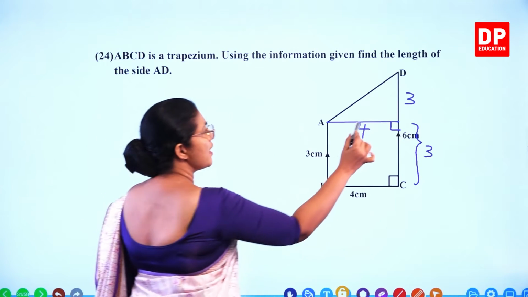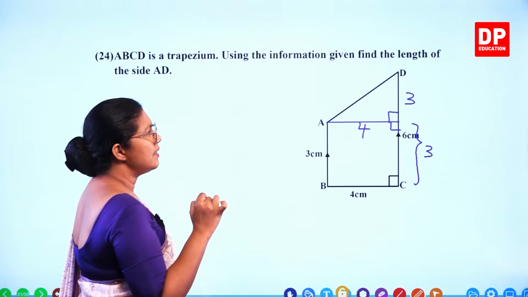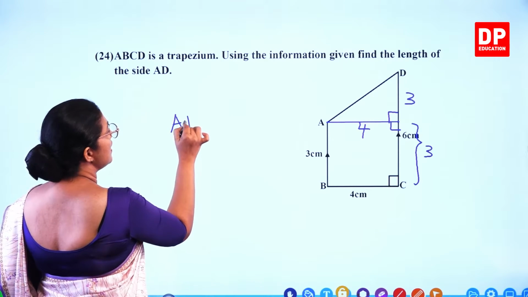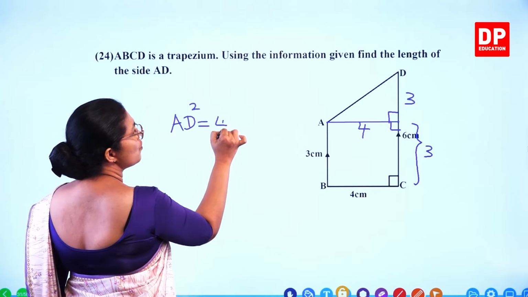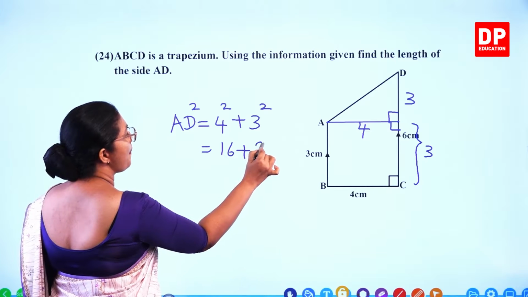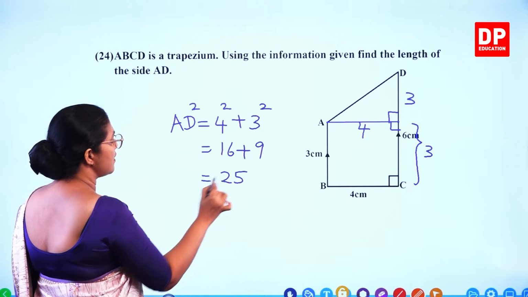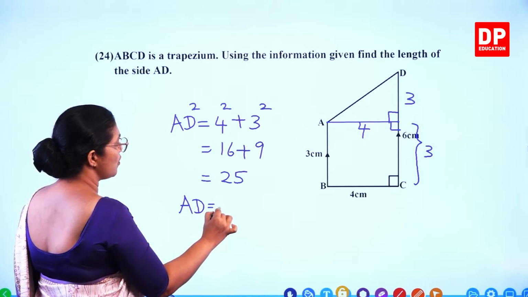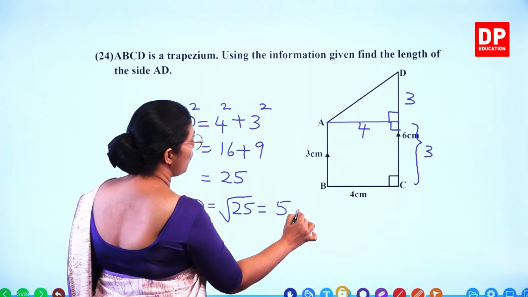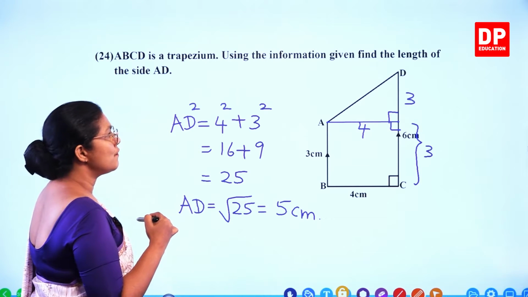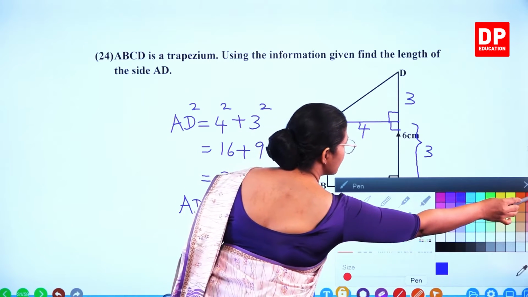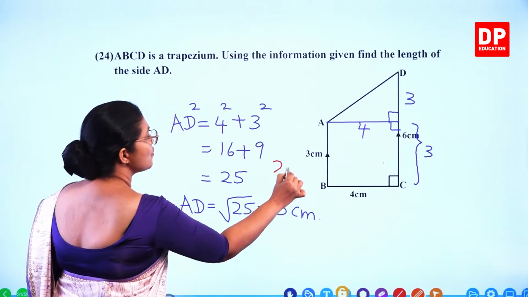So now we can see this is a right angle triangle and you can use Pythagoras theorem to find out AD. AD squared is 4 squared plus 3 squared, that's 16 plus 9, that's 25. Take the square root of both sides, you get the square root of 25 is equal to 5. So the length of AD equals 5 centimeters. Two marks for that.